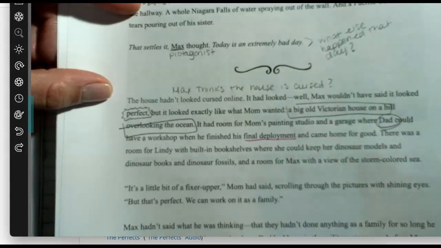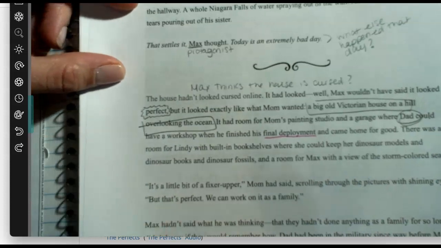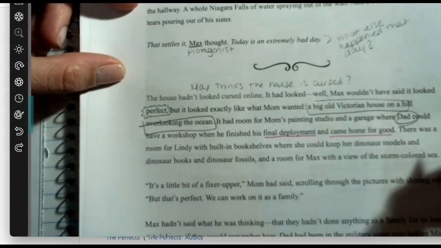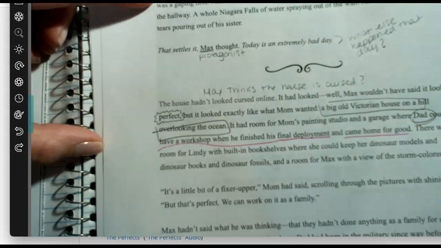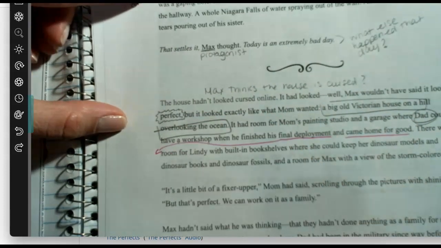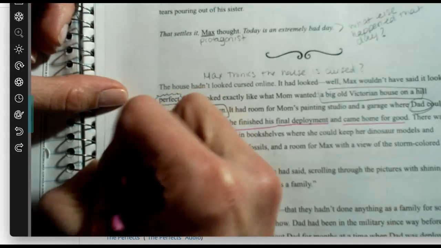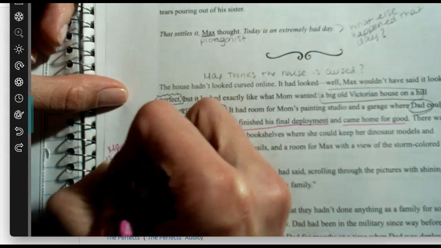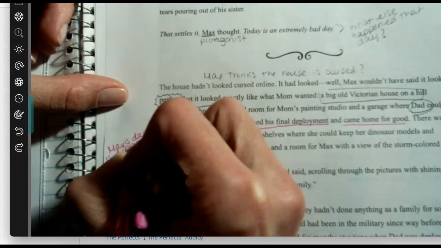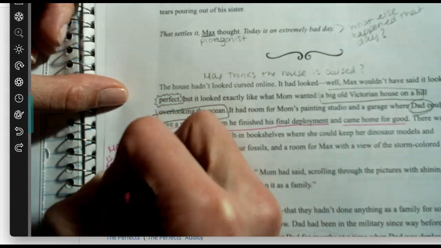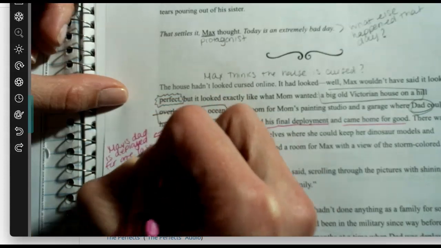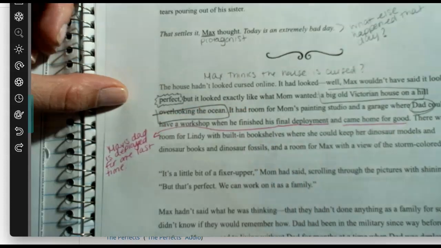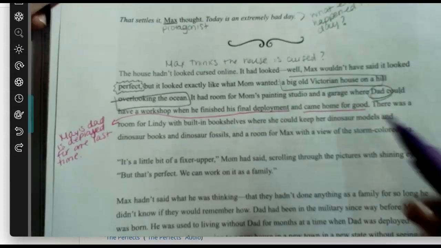We talked about deployment yesterday in class, and to be deployed means that you're stationed somewhere, and he came home for good. So I'm just going to go over here in the margin, and I'm making this a different color because I think that this is important. So we can write Max's dad is deployed for one last time. I'm guessing that means that he's been deployed a lot throughout Max's life.